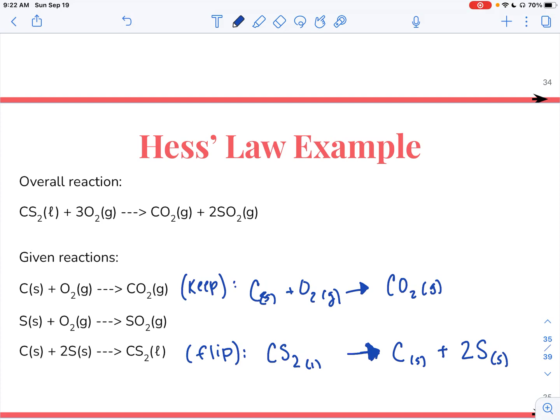And then for our last one, we have SO2 after the arrow. But in our overall reaction, we have 2 of them, and here we only have 1. So I'm going to multiply this whole reaction by 2. So that gives me 2S plus, oops, 2O2, gives 2SO2 gas.